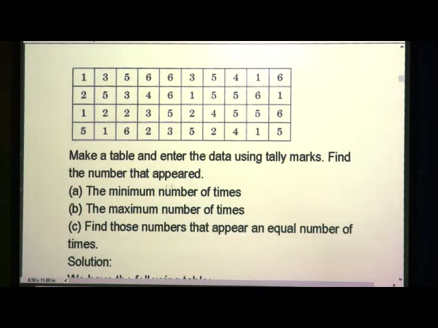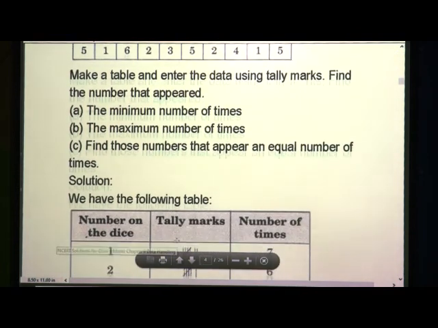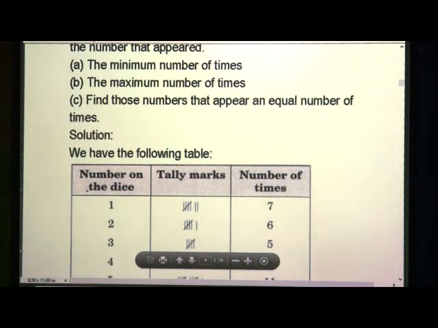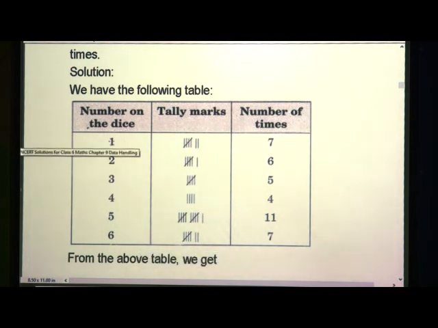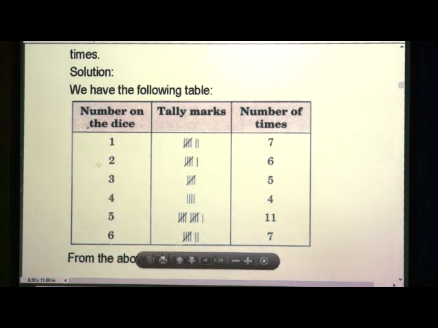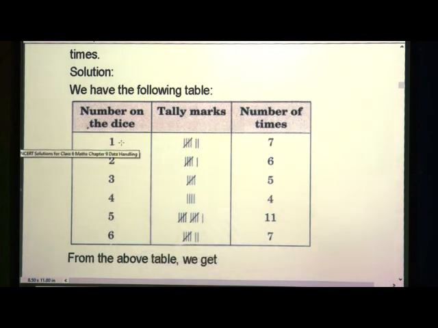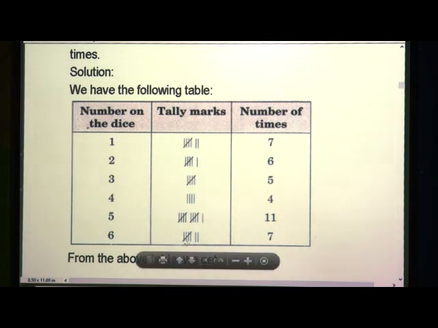Make a table and enter the data using tally marks. Find the number that appeared the minimum number of times, the maximum number of times, and find those numbers that appear an equal number of times. So, let us see, again we need to represent this by using tally marks. In the table, the numbers on the dice are 1, 2, 3, 4, 5, 6. When she has thrown the dice 40 times, number 1 has been observed how many times? 7 times, 2, 6 times, 3, 5 times, 4, 4 times, 5, 11 times and 6, 7 times.